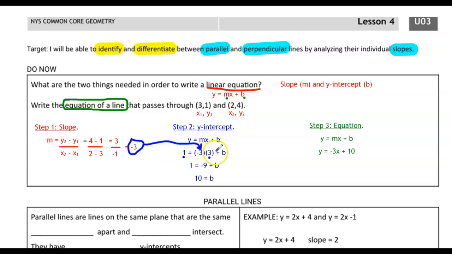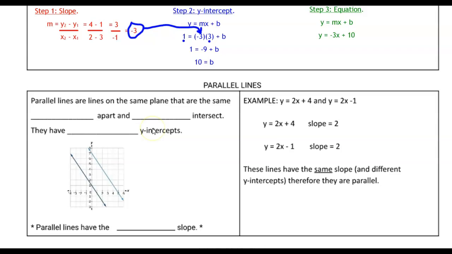So substituting all those values in gives us one unknown. The b is the unknown variable here. So we solve for b, and that turns out to be 10. So now I have 10 equals b, or b = 10, and m is equal to -3. Since I have the two things I need to write a linear equation, I'm just going to write it. y = mx + b, y = -3x + 10. So now let's move on to the notes section.